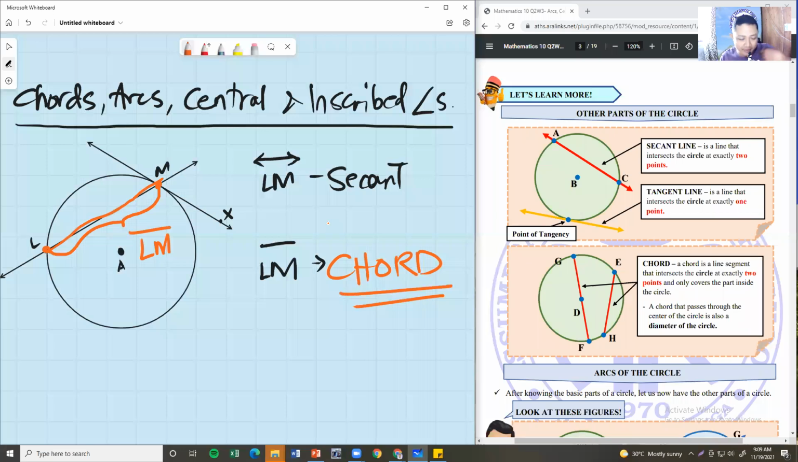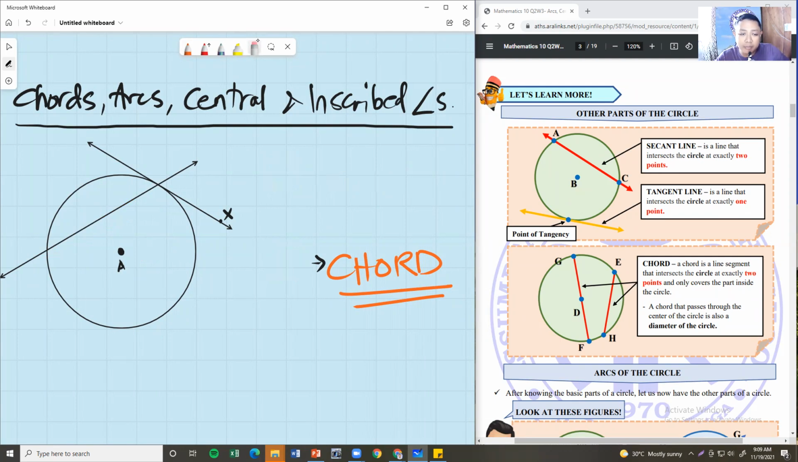Got it? Show me a reaction if that's clear to you, if you understand the difference between secant line and the chord. Very good. Okay. Always remember, if it's extending beyond the circle, that is a secant. And if it ends on the circle, the endpoints are points on the circle, then that's what we call the chord. Take note of that.